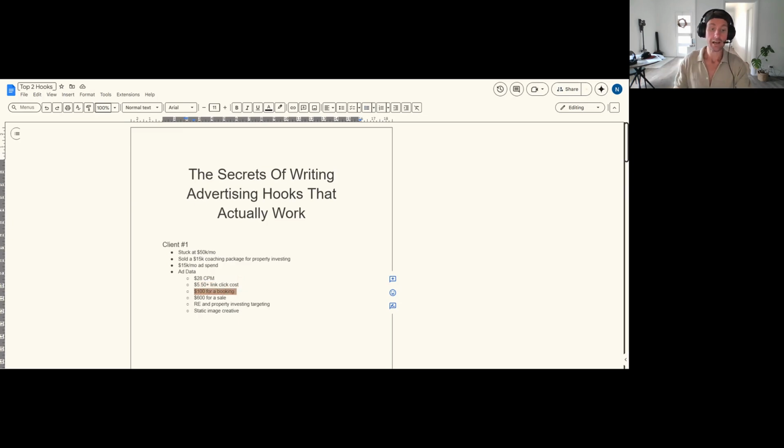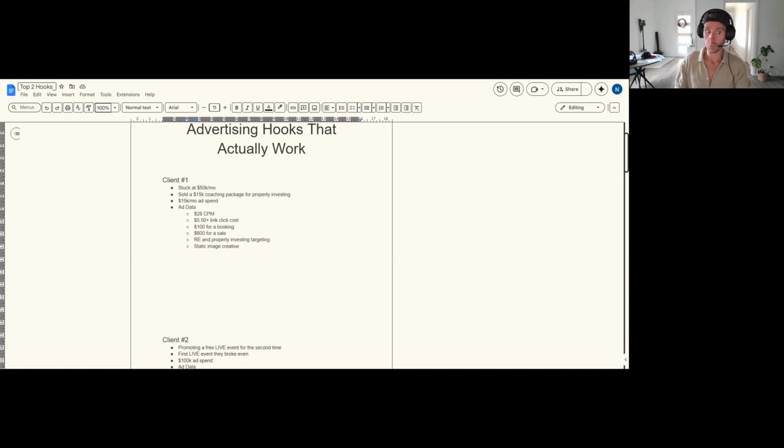They were currently paying $100 for a booked call. They were converting 1 in 6, so what's that, like a 15-ish percent, 17.5% conversion rate on the sale. And they were focusing on real estate and property investing targeting and using a static image creative. Okay, so that was what we had to work with.